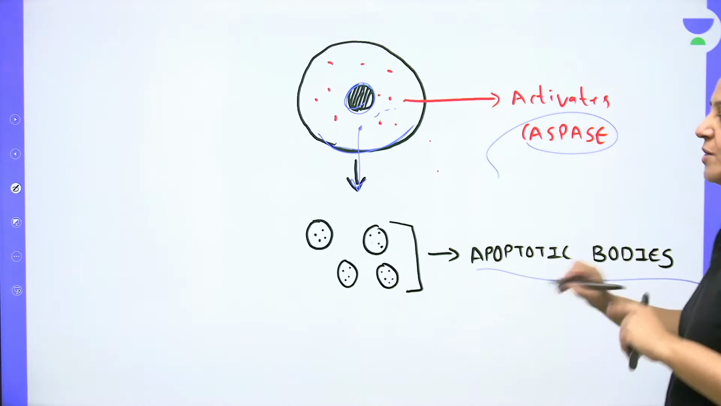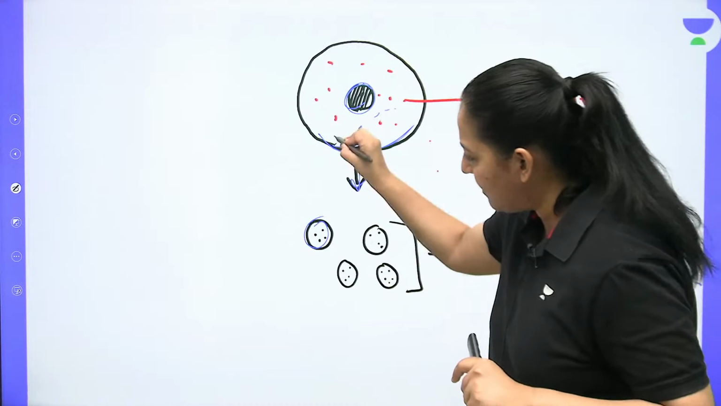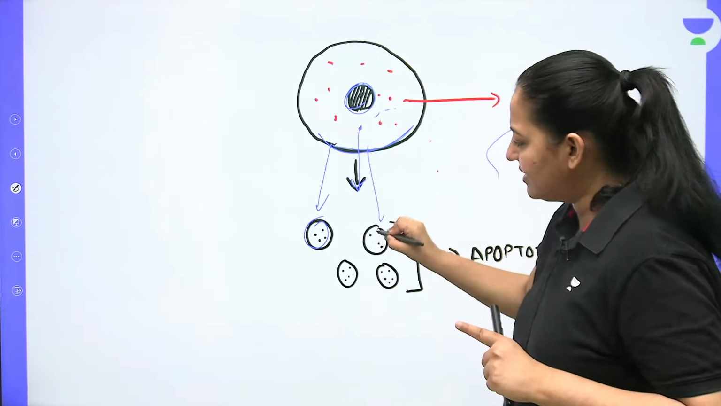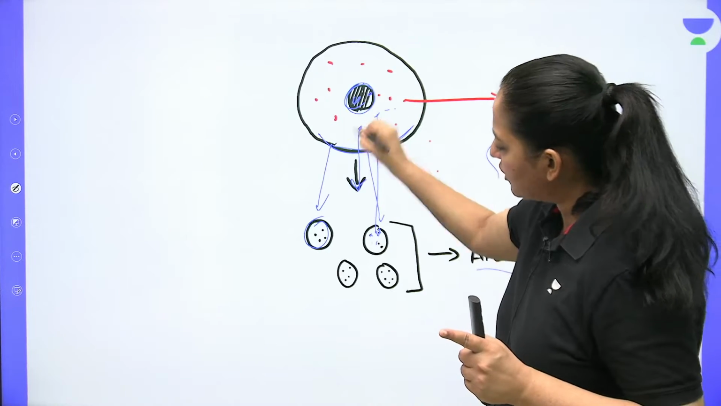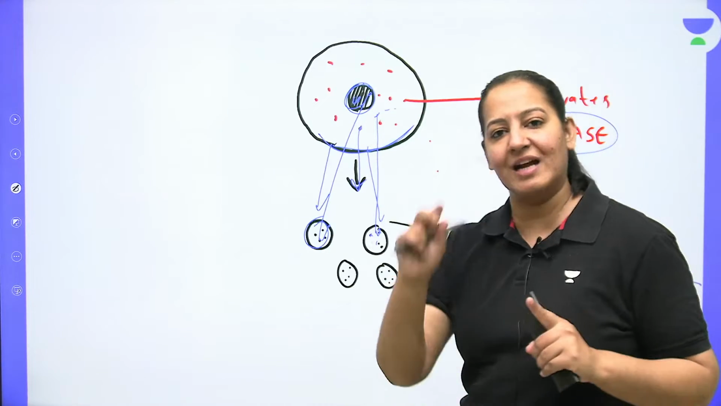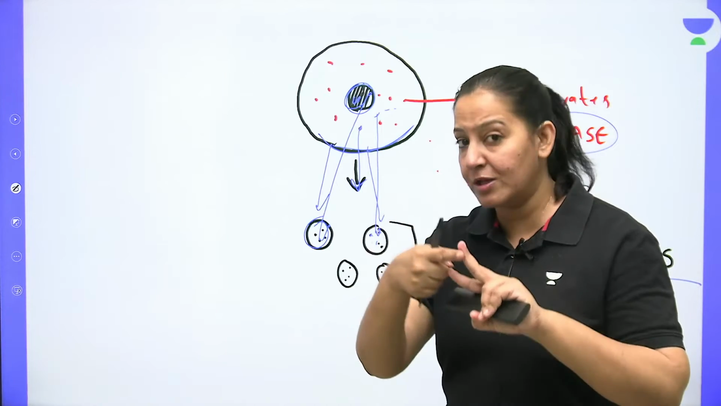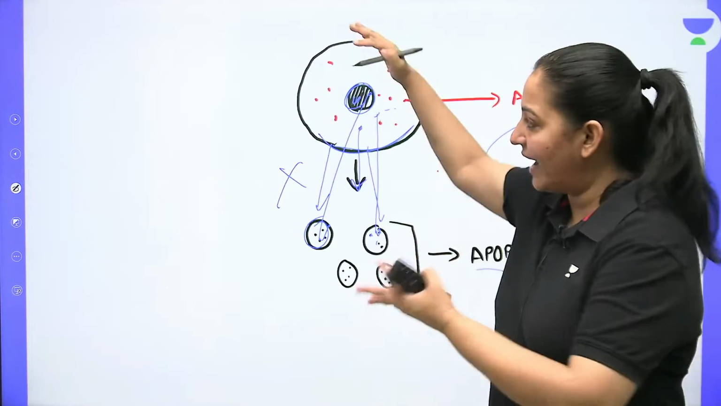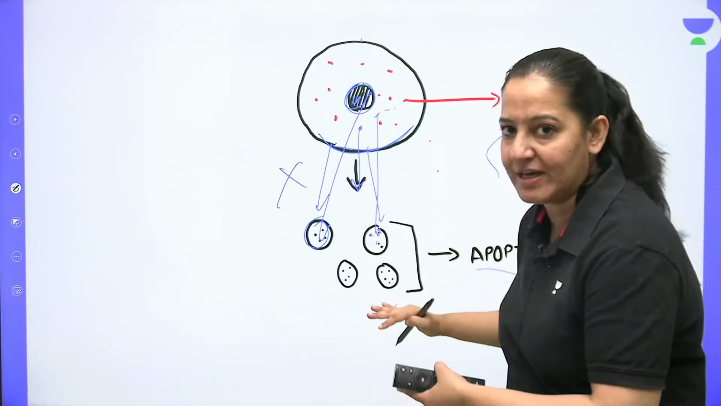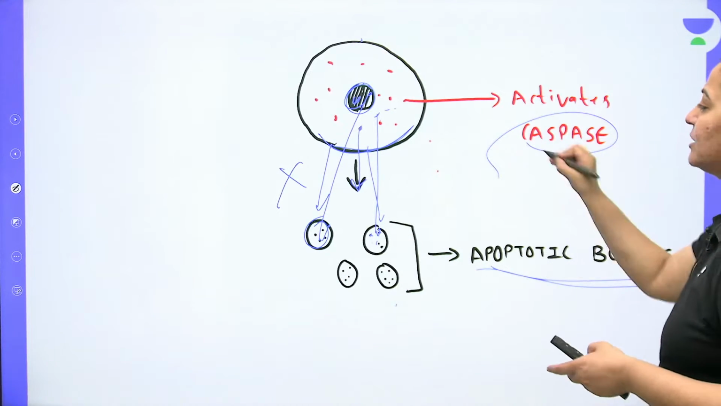Listen now, in each apoptotic body there is a small portion of the cell membrane of the cell. In each apoptotic body there is a small portion of cytoplasm of the cell, and in each apoptotic body there is a small portion of the nucleus. So all apoptotic bodies contain small cell membrane, small cytoplasm, small nucleus, and there is no leakage outside. The entire cell is converted into multiple small bodies. That is known as apoptotic bodies. This is the job of caspase.